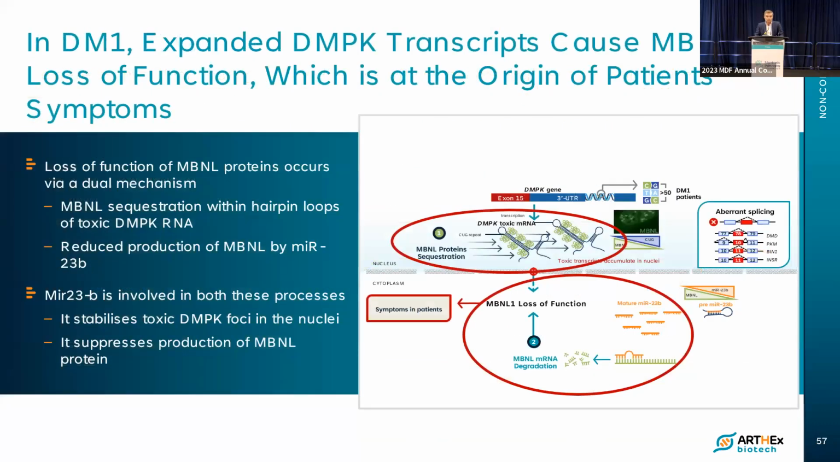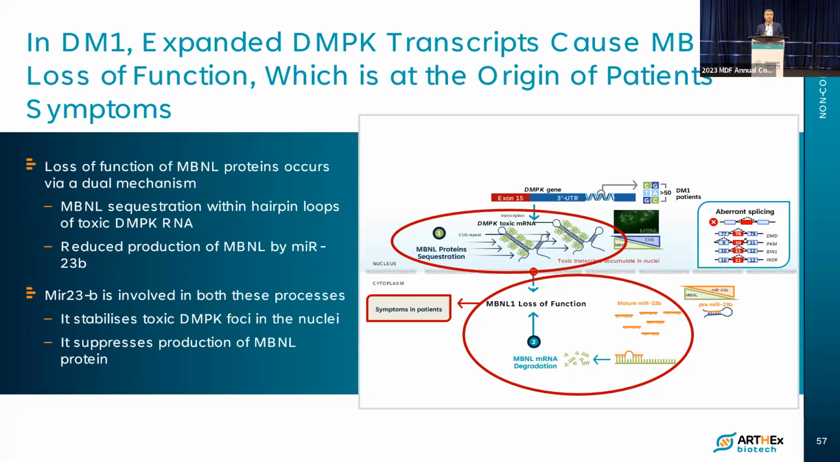So what do we want to achieve? As has already been well described, the MBNL proteins are trapped by the toxic mRNA of DMPK. What we discovered at Artex and in the lab of our scientific co-founder is that, in addition to the trapping by the toxic mRNA, there is an overexpression of a miR named miR23B. These microRNAs regulate the expression of different types of proteins, and miR23B is regulating the expression of MBNL protein. So in a way, you have a dual effect.